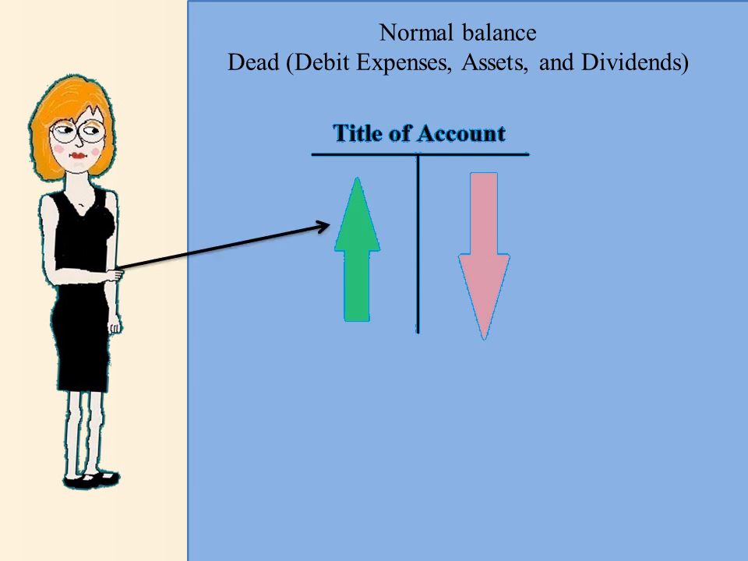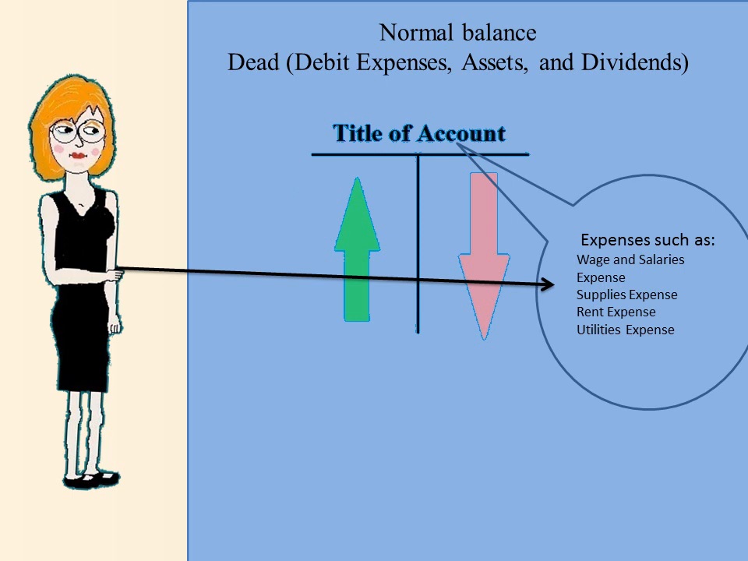In this T account, the left side increases the account and the right side decreases these accounts. Let's look at some titles of individual accounts that are increased on the left side and decreased on the right side. These include expenses incurred by the business in the process of doing its business. These are wages and salaries expense, supplies expense, rent expense, and utilities expense. They all increase on the left side and decrease on the right side.